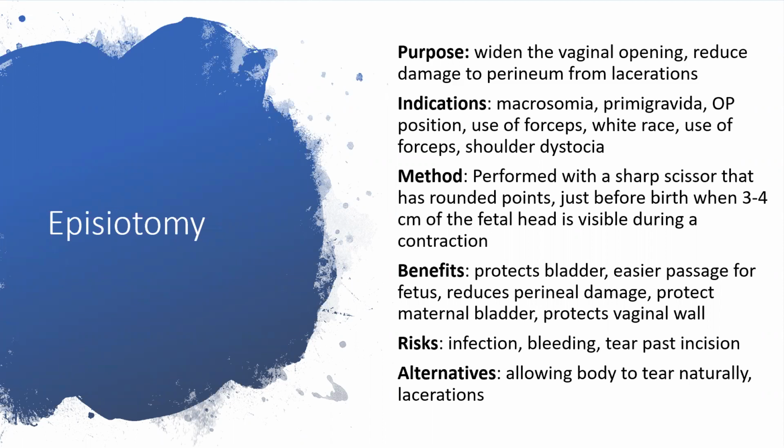The method of this is it's performed with a sharp scissor that has rounded points just before birth, when 3 to 4 centimeters of the fetal head is visible during a contraction. The benefit of this is it protects the bladder. It's an easier passage for the fetus. It reduces perineal damage, protects the maternal bladder, and protects the vaginal wall. The risks are infection, of course, since it's a cut, bleeding, and maybe a tear past the incision itself. Alternatives are allowing the body to tear naturally. Laceration is natural.